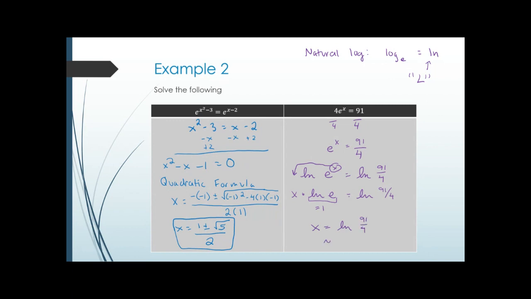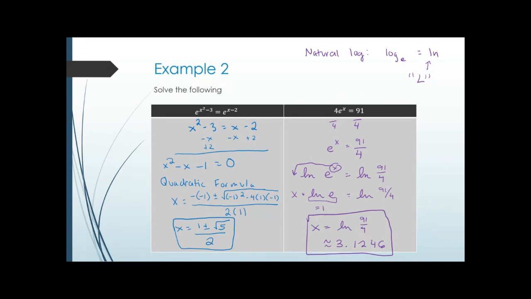And then if you want to approximate that, you would put that in your calculator. Make sure you put the 91 over 4 all in parentheses. And we usually round to 4 decimal places. So I have 3.1245, but the number after the 5 is a 6, which means we have to round up. So that is 3.1246. But don't round until the very end.